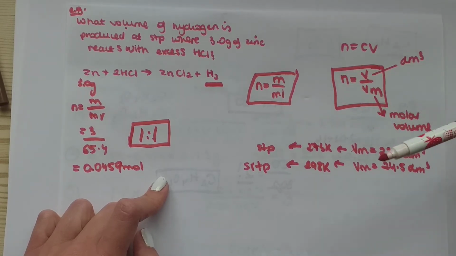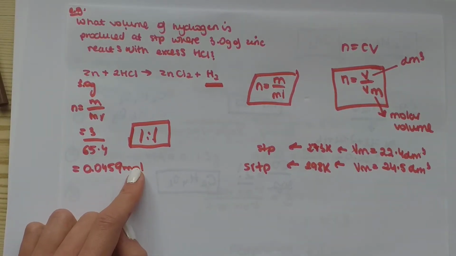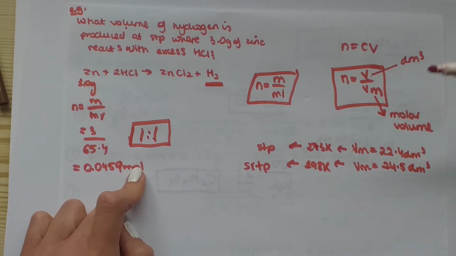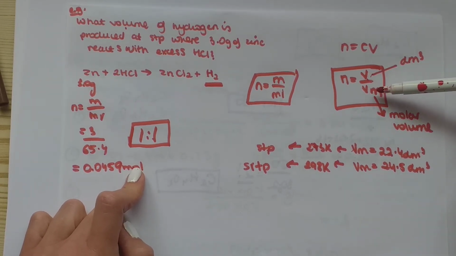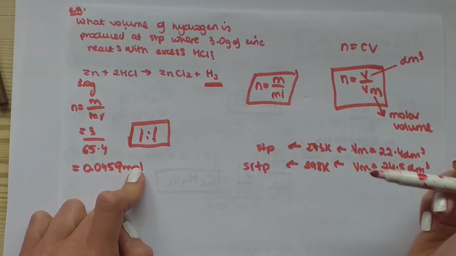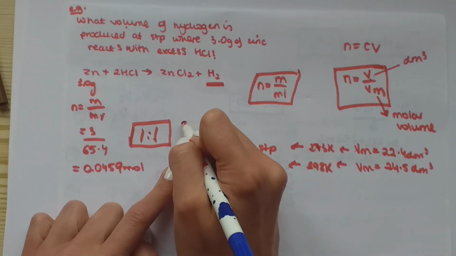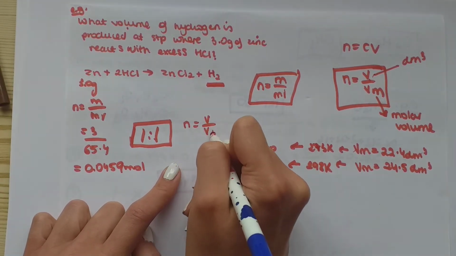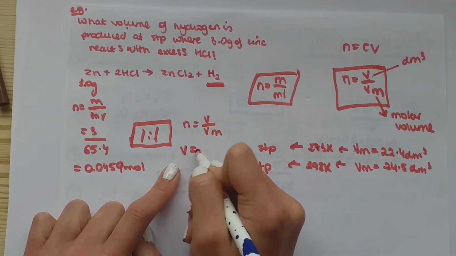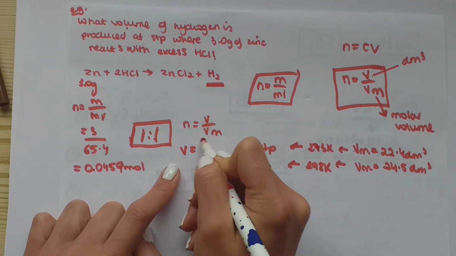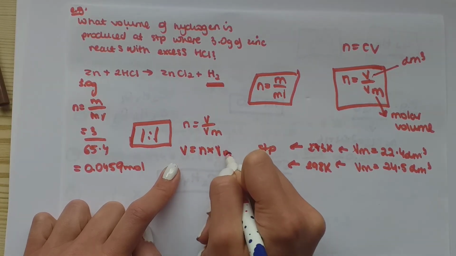We have the number of moles. Yes. We're trying to find volume. Yes. And we have molar volume, because we know the reaction took place at STP. So the molar volume is 22.4. So that's what we're using. n equals V over Vm. We're trying to find volume, so rearrange. It was divide on this side, so multiply on the other side.